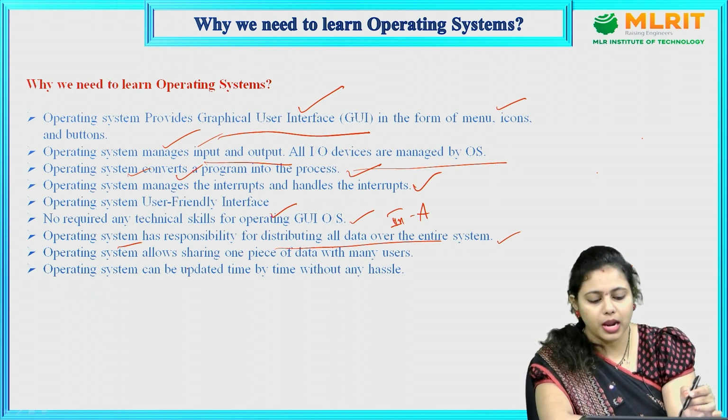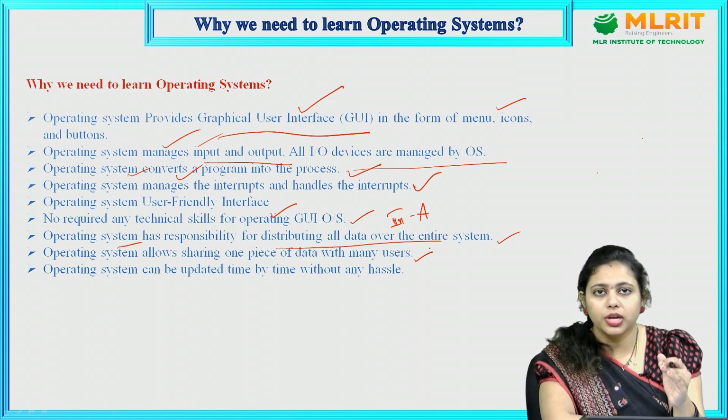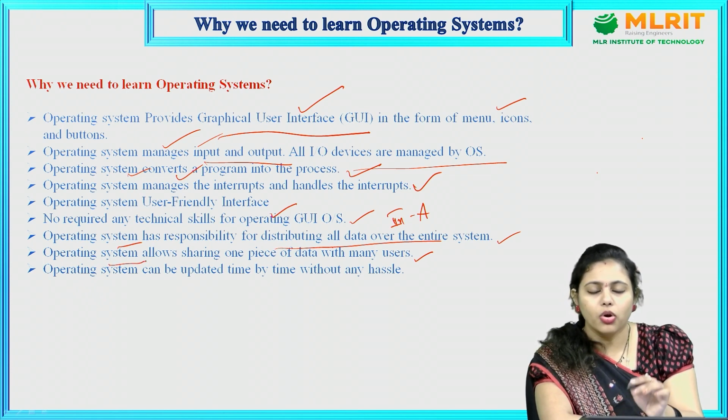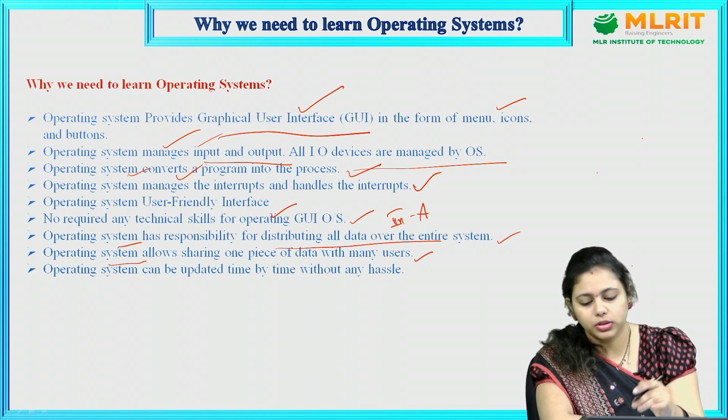Operating systems allow sharing a piece of data with many users. So if I am working with one process, it can be shared, it can be given to many users. Who is going to do that? The operating system is going to share all the data with the other users also.